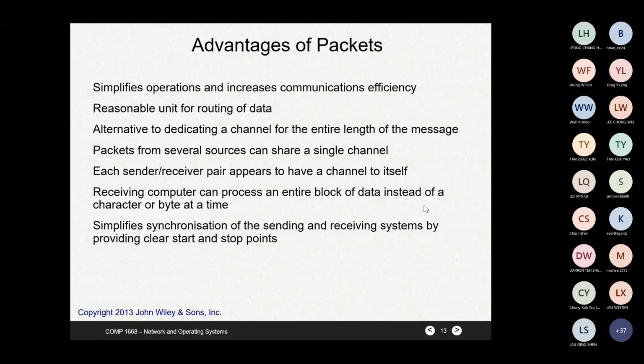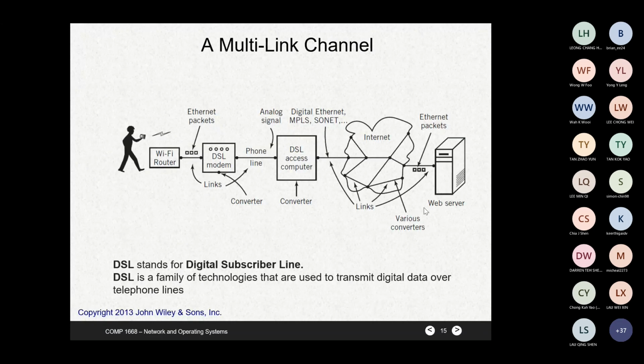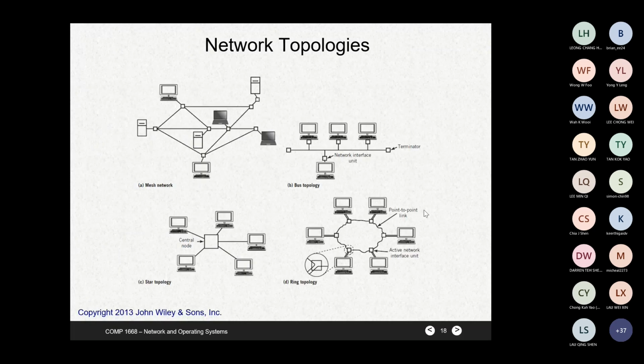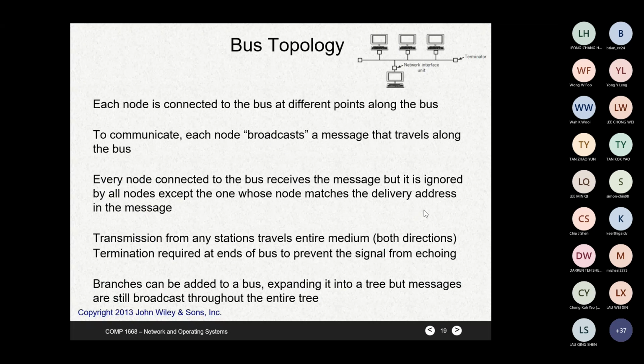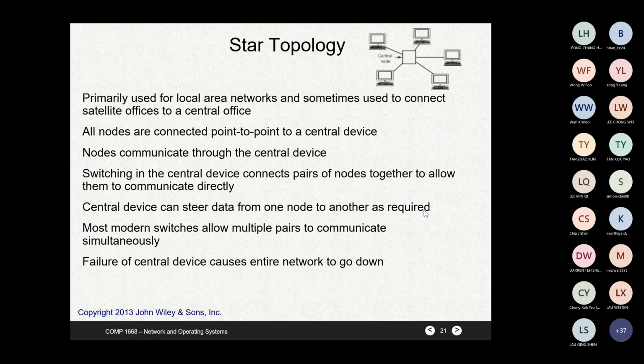So we did cover packets, channel characteristics, multi-link channel, network topology, logical and physical. We covered the basic network topologies: mesh, bus, star, ring, hybrid. Then we went through them one by one in quite some detail, starting with bus topology, bus in network implementation, and star. An additional point you need to know is the advantage and disadvantage of each topology.